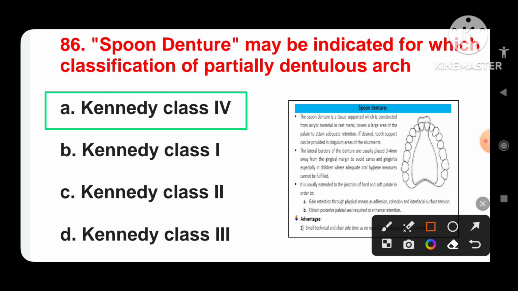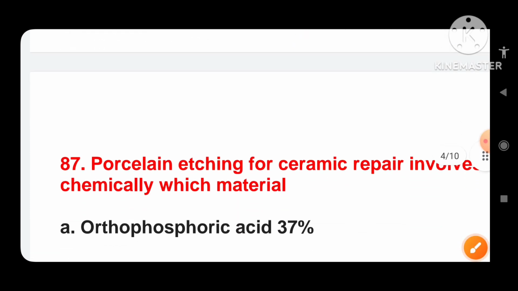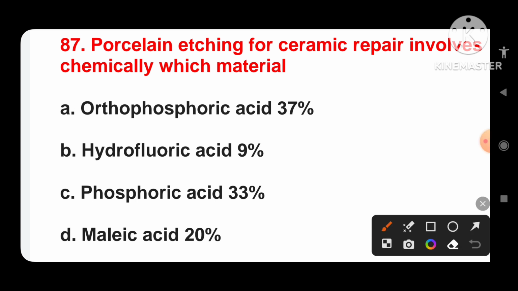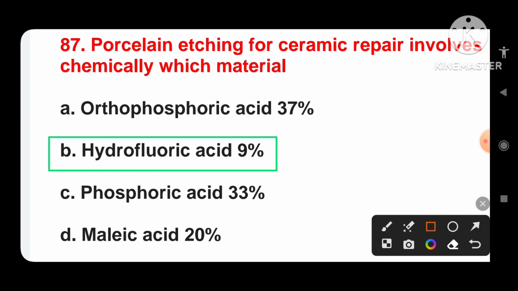Okay. Next question is, porcelain etching for ceramic repair involves chemically with which material? Options are orthophosphoric acid 37%, hydrofluoric acid 9%, phosphoric acid 33% or malic acid 20%. And the answer would be hydrofluoric acid 9%.